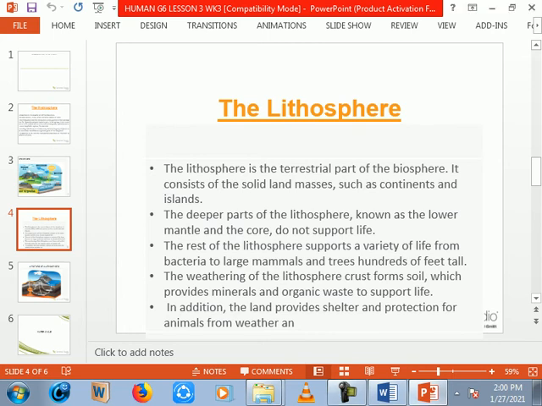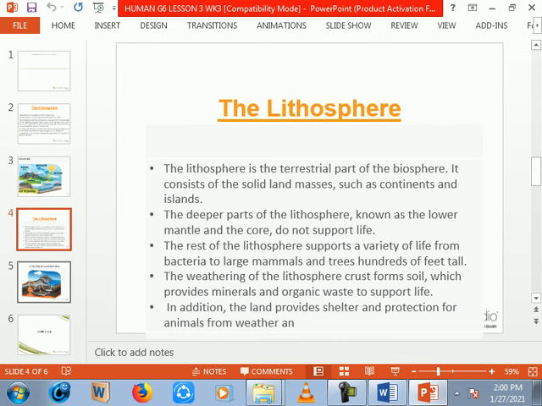The weathering of the lithosphere crust forms soil, which provides minerals and organic waste to support life. In addition, the land provides shelter and protection for animals from weather.